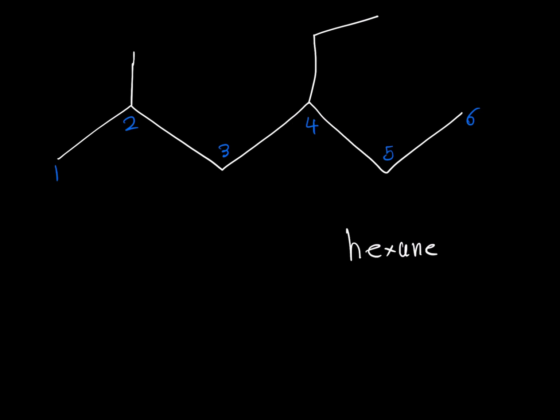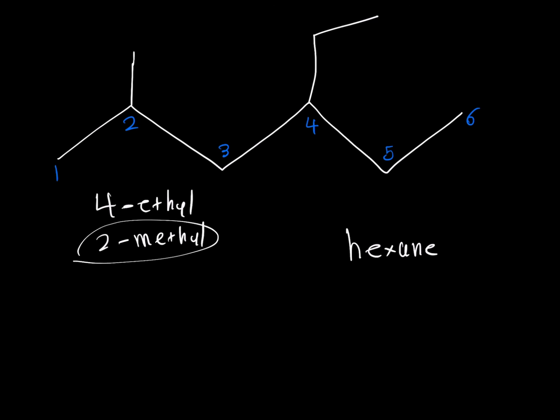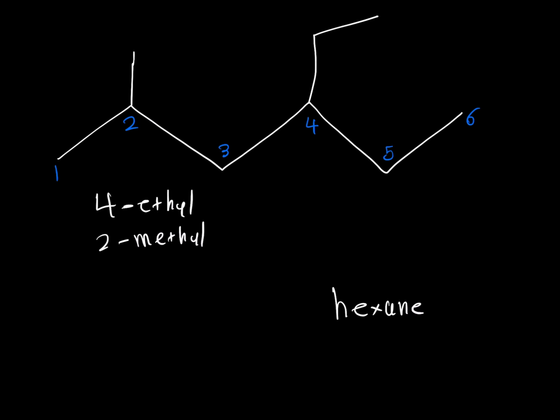However, which one do we write first? We have a 4-ethyl and we have a 2-methyl. Do we write the methyl first because the number comes first, or do we put ethyl first because E comes before M in the alphabet? So we're going to actually go by the alphabet and alphabetize these substituents. So it's going to be 4-ethyl first, because ethyl, the E comes before M, and then 2-methylhexane.